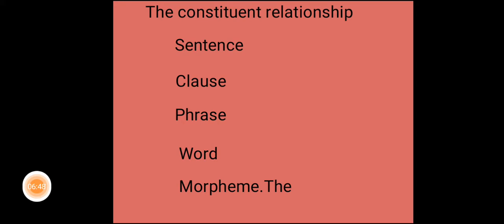This one is also known as the bottom-up view, as I said earlier on. The constituent relationship, also known as bottom-up view, is where the arrangement starts from the bottom and moves what? Upwards. So morpheme is a constituent of a word, word a constituent of phrase, phrase a constituent of clause, and then clause a constituent of a sentence.